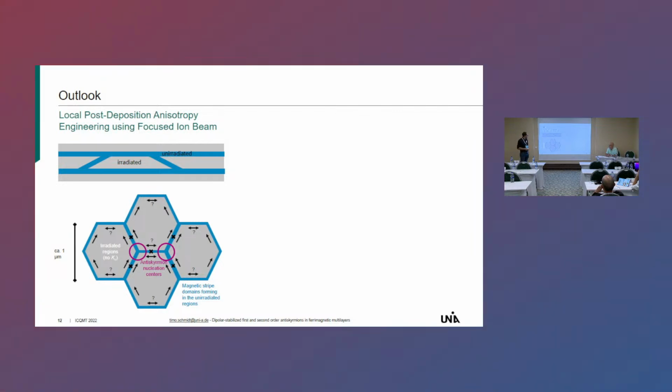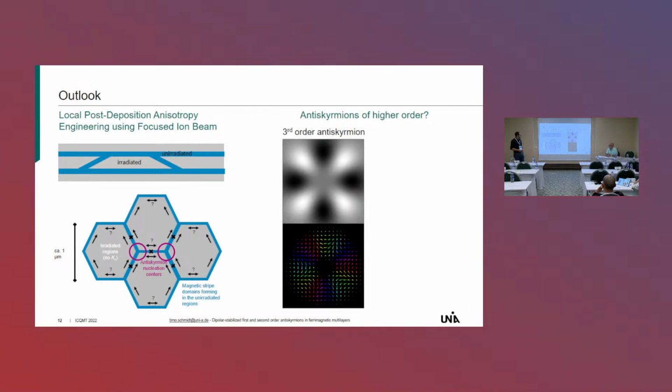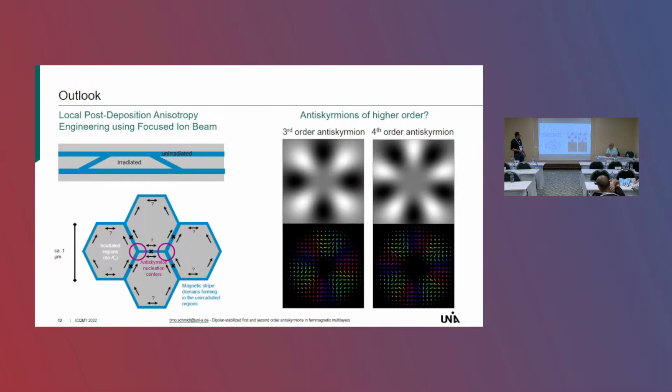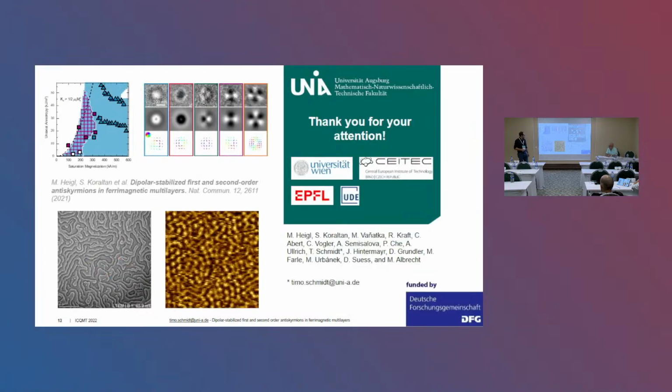Another outlook thing would also be, we have now found anti-skyrmions of the first order, and we have found anti-skyrmions of the second order. So what about higher orders? These are simulated pictures, but could something like a third order anti-skyrmion or a fourth order anti-skyrmion exist? Yeah. And that's basically it.